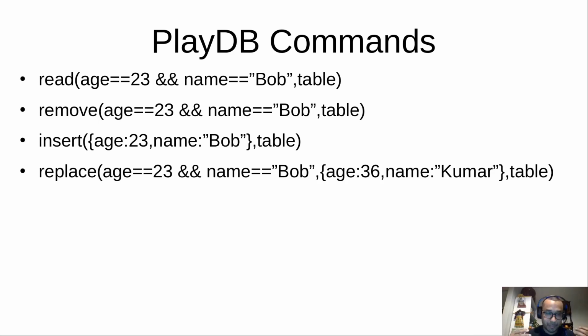Remove is going to remove everyone who's age 23 and name Bob in the table. You insert a JSON statement and then the table, semicolon, and then the table.